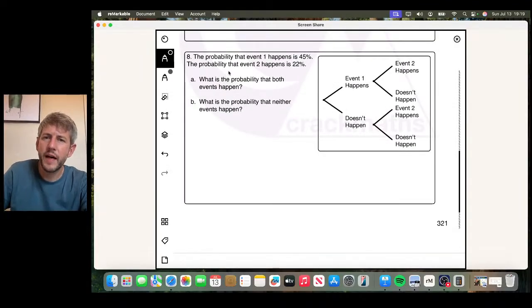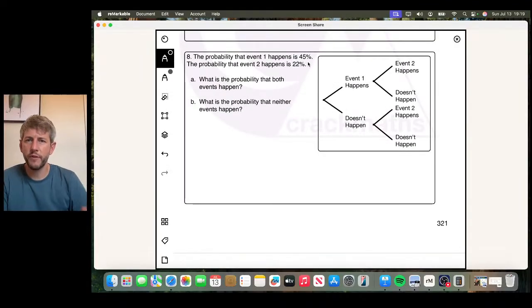The probability that event 1 happens is 45%. The probability that event 2 happens is 22%. What is the probability that both events happen? What is the probability that neither event happens? So, both events happening, well, one second.